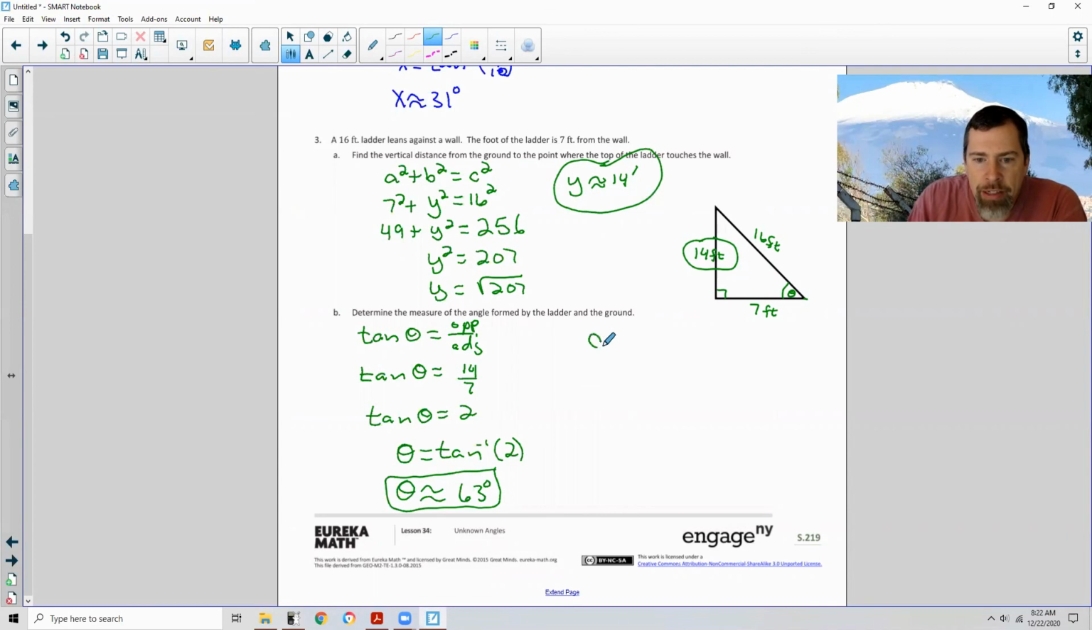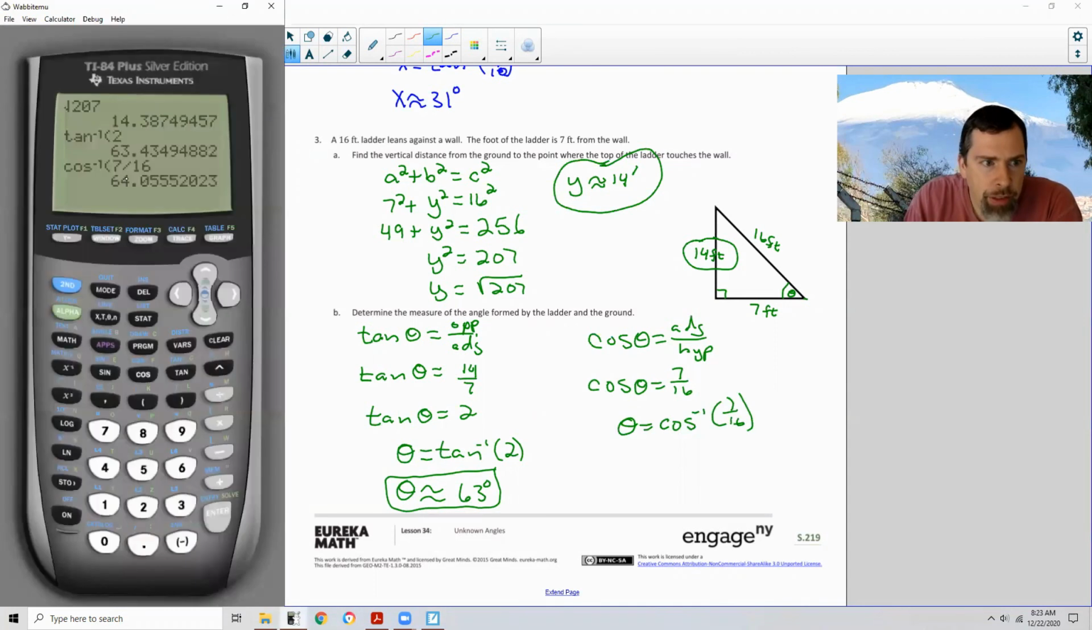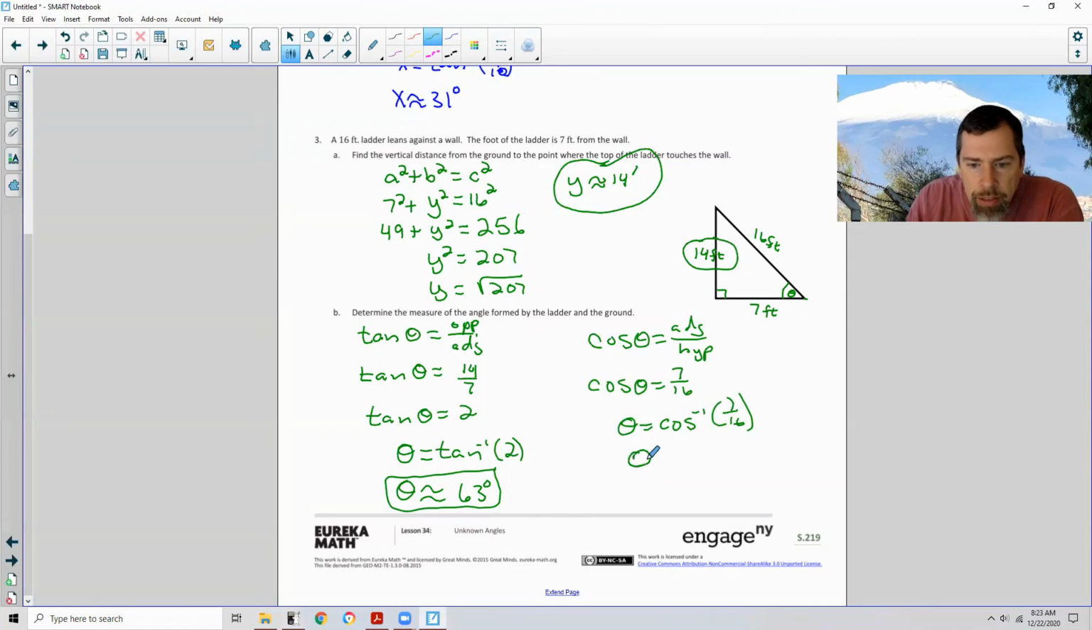So if I did cosine of theta, which is adjacent over hypotenuse, then I would say cosine of theta equals 7/16. Theta equals the cosine inverse of 7/16. And as you can see, I got 64 degrees, not 63. So then I'd say theta is approximately 64 degrees.